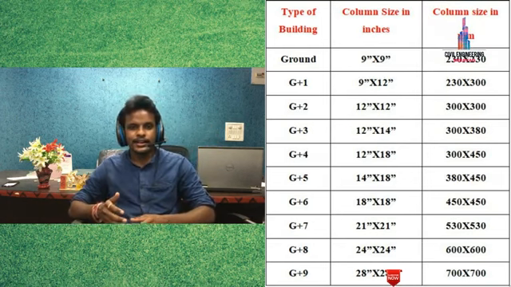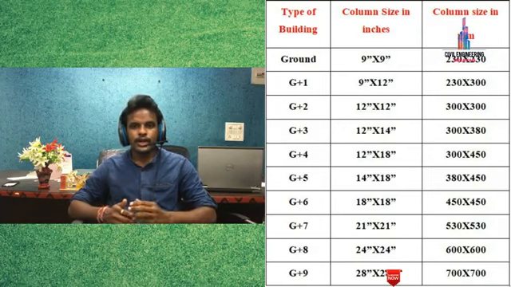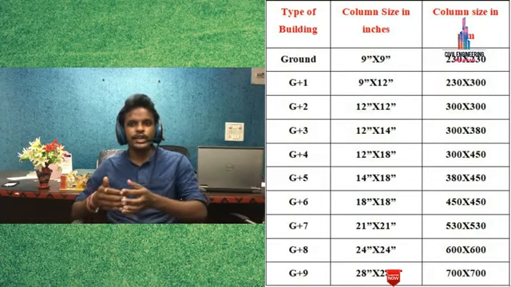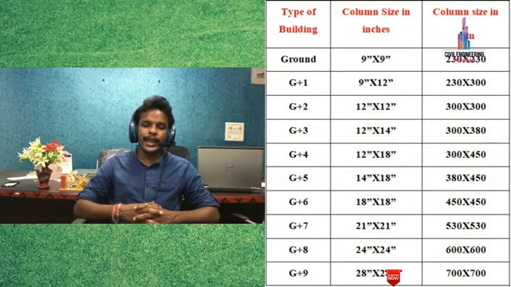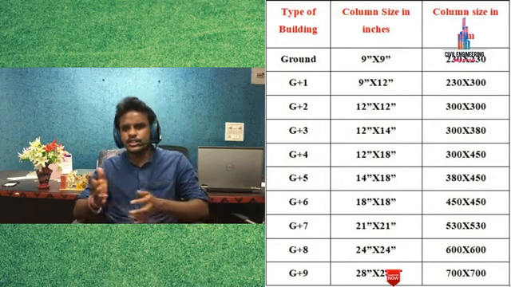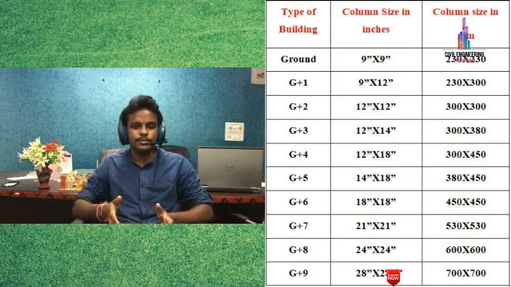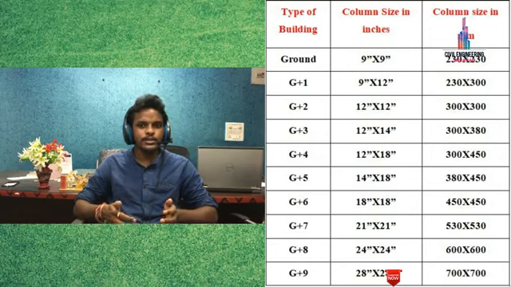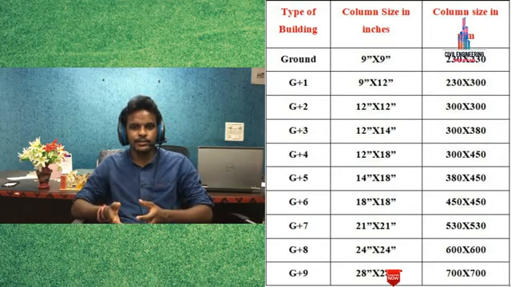After that, second one is my first story. If you want to construct any building related to G+1, we need to consider that the column size should be 9 inches cross 12 inches or 12 inches cross 9 inches. This is also one of the most preferable column sizes for the respective G+1 building, which is approximately equal to 230 mm cross 300 mm.